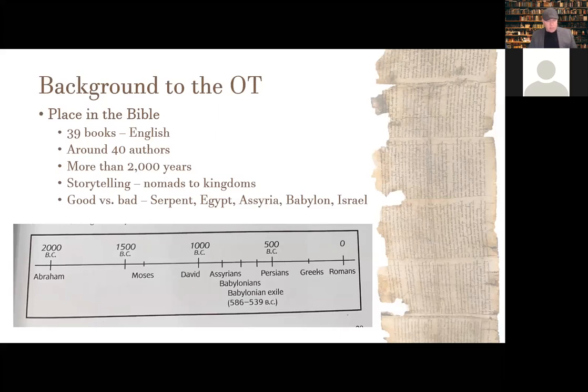We have from the beginning stories of good versus bad. I have a list here. Even going back to creation, you have this idea of the good versus the bad. You have the serpent coming into the garden. You have the Egyptians with the exile. Then you go to Assyria and Babylon. And really what's highlighted here is the fact that I included Israel, because Israel itself becomes its own worst enemy within these texts.